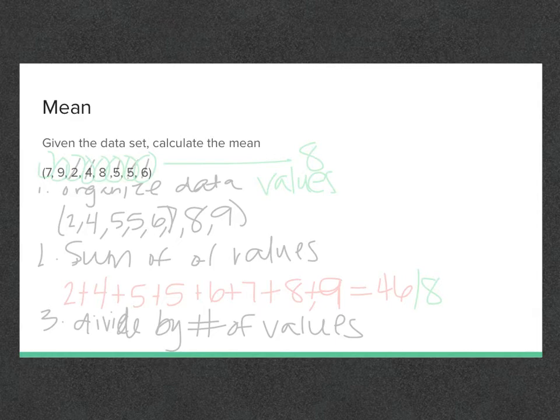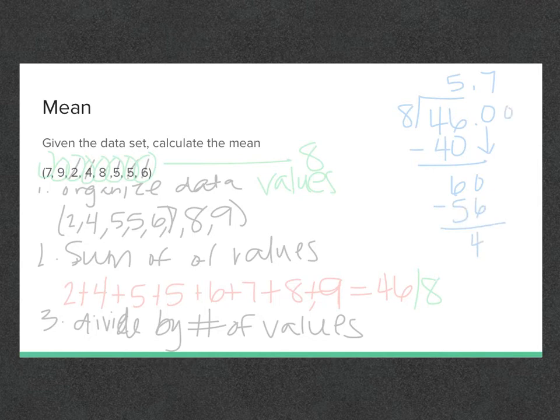So if we do that over here, we can see that 46 divided by 8, well, 8 goes into 46 5 times, that's 40. I can subtract, I have 6 left over. I have to bring in my 0 and my decimal. Well, 8 goes into 60 7 times, that's 56. Subtract, I have 4 left over. Add another 0, bring that down. And 8 goes into 40 5 times. And we have a mean of 5.75.